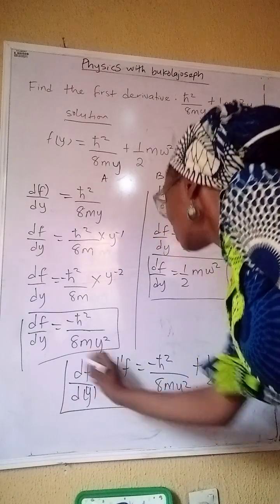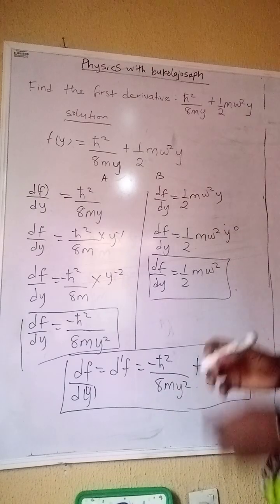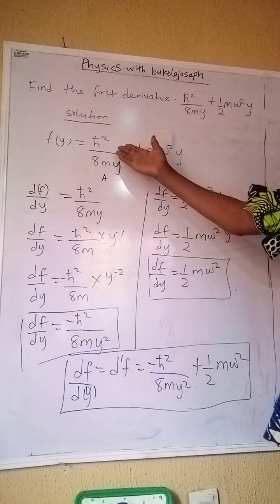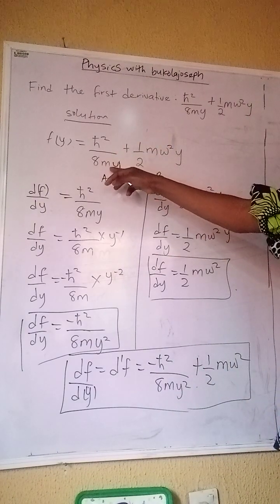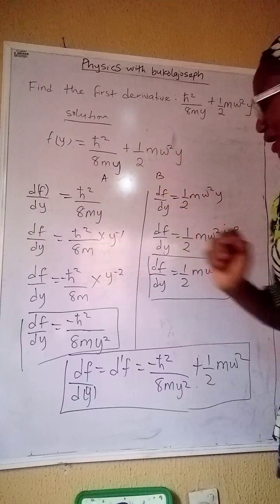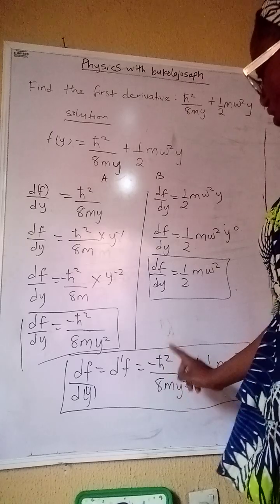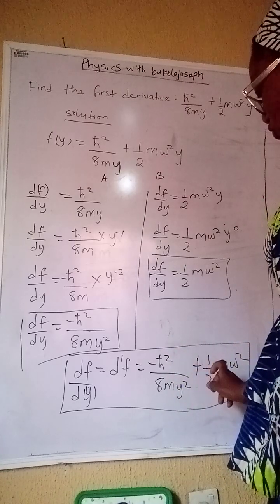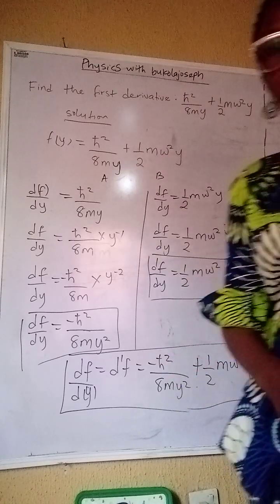So we have found the derivative of h cross squared all over 8my plus half m omega squared y. And our final answer is minus h cross squared all over 8m y squared plus half m omega squared.